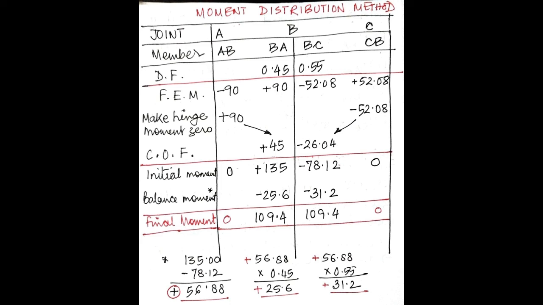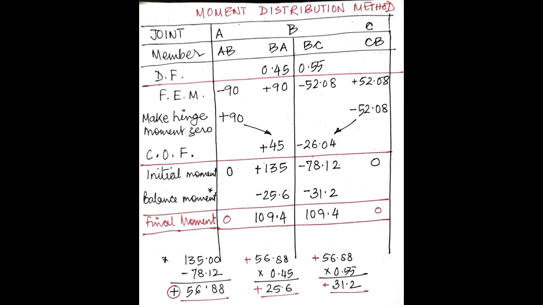How we will make that? We will balance it with plus 90. So similarly for the joint CB, C is also a hinge joint, so there should not be any moment, but there we have written plus 52.08 according to the fixed end moment and the convention. So here we will put minus 52.08, right? So in that way we are making the hinge moment as 0.